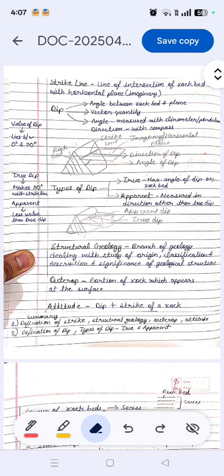Now, what is the attitude? Attitude is the dip plus strike amount of a rock. Outcrop. Outcrop is the portion of rock which appears at the surface.